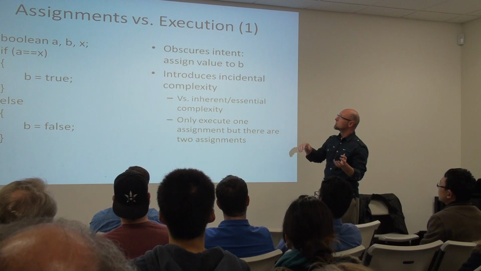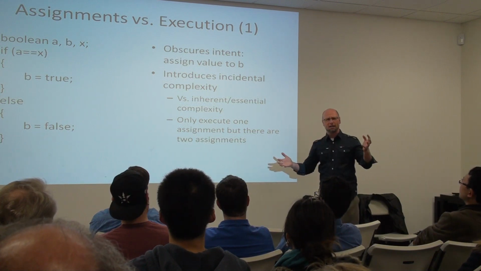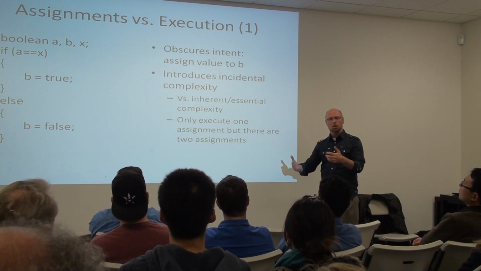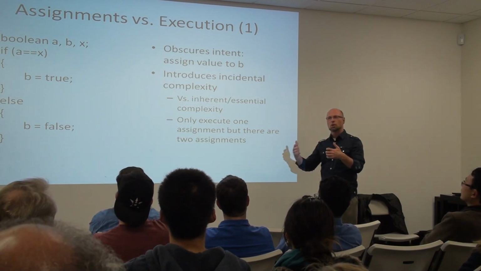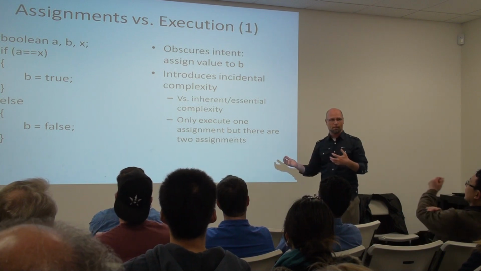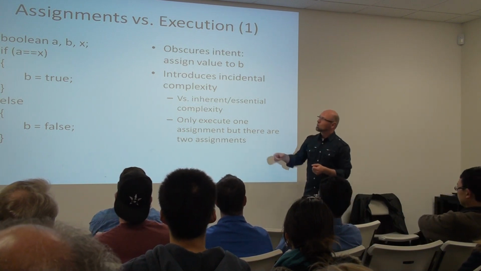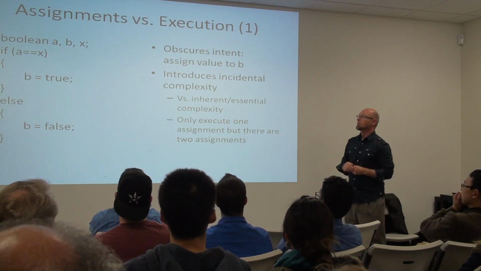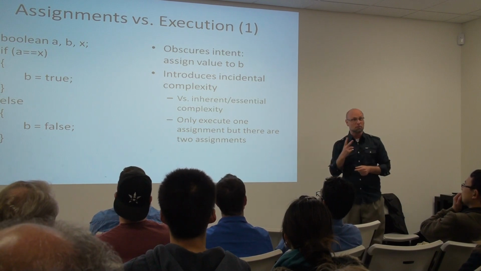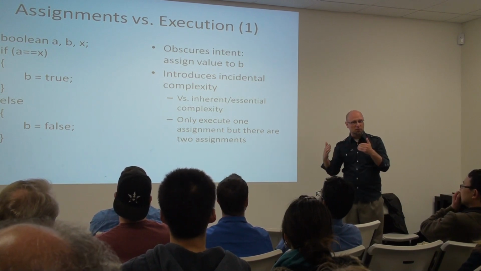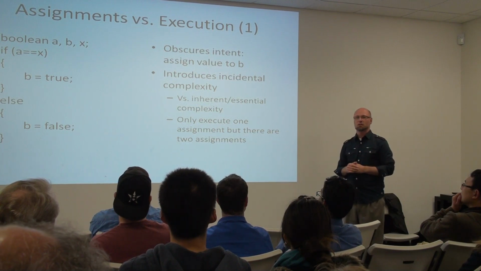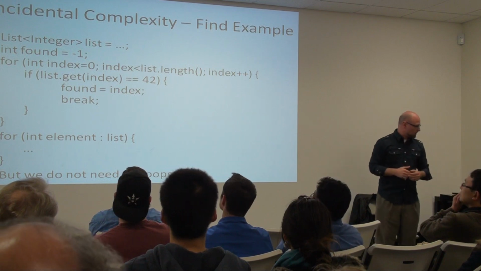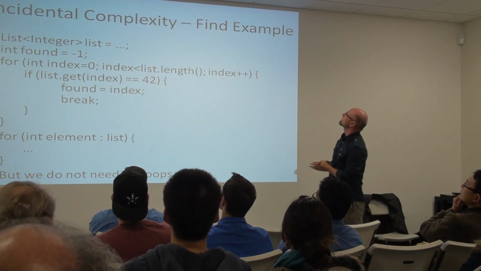And the other one is the incidental complexity, which is what we are adding in that's not really necessary to understand or solve the problem, but we have to add it in order to execute or find a solution. So in this case, whenever we run this code, only one of the assignments is going to execute, but we have two of them. Clearly, we have introduced something that's more complicated than it needs to be. You with me so far? Good. So let me give you another example of incidental complexity.